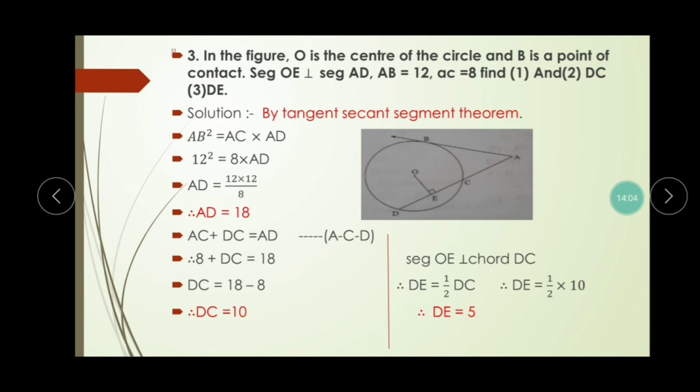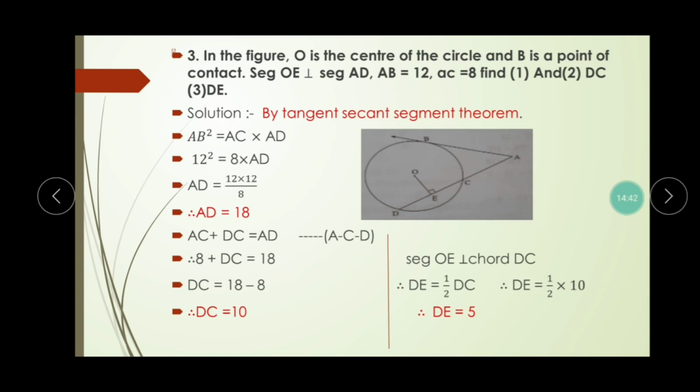Now substituting the value, AB is given to us as 12, so the square of that will be equal to 8 into AD. So the length of AD is equal to 144, or 12 into 12 upon 8. When I simplify this, the length of AD turns out to be 18. Now AD is 18. What I have to find out is DC now. How am I going to get DC? AC is with me, AD is with me, and I have to find out DC.